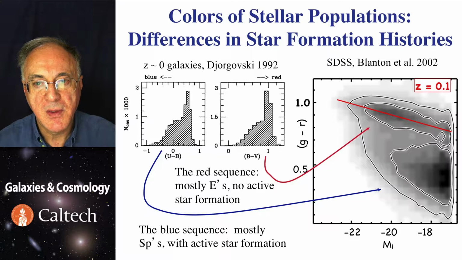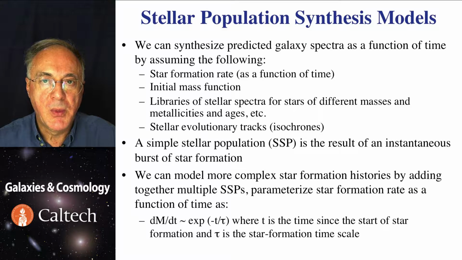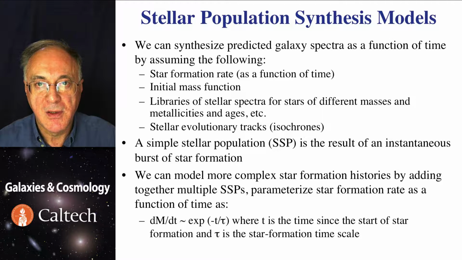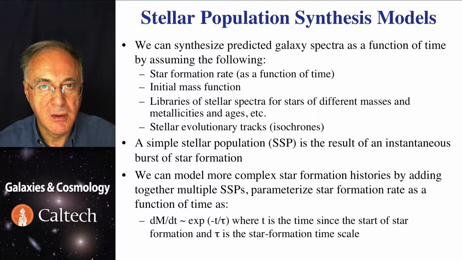For spirals, there isn't a very simple relation like that. Their colors are a combination of a mixture of stellar ages, star formation rates, as well as extinction by dust. So we can produce predicted theoretical spectra of evolving galaxies in the following fashion. We have to make an assumption of what their star formation history is. This is a purely free parameter in the model, but we can make reasonable guesses.